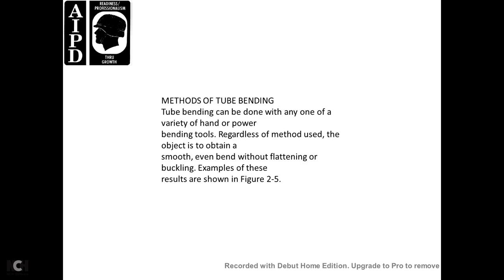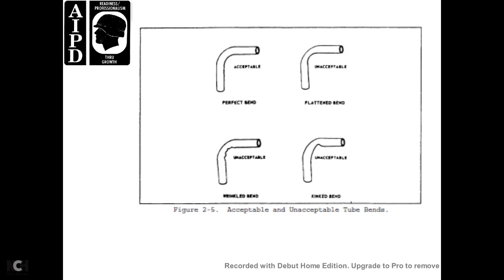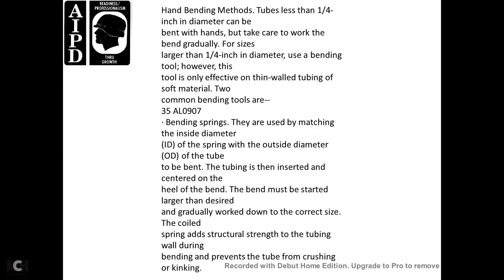Methods of tube bending. Tube bending can be done with any one of a variety of hand or power bending tools. Regardless of the method used, the object is obtaining a smooth, even bend without flattening or buckling. Examples of this result are shown in Figure 2.5, which shows acceptable and unacceptable tubing bends. It shows the perfect bend and a flattened bend, and then the kinked bend, which is unacceptable, and the wrinkled bend, which is unacceptable.